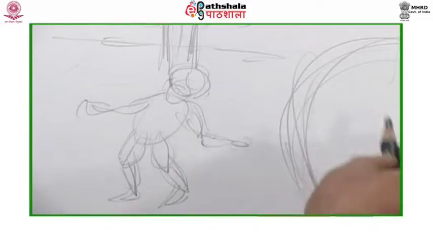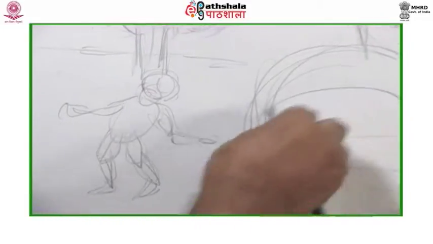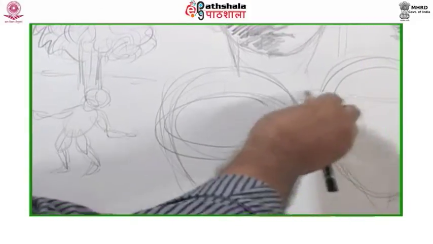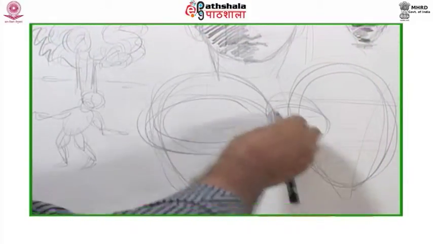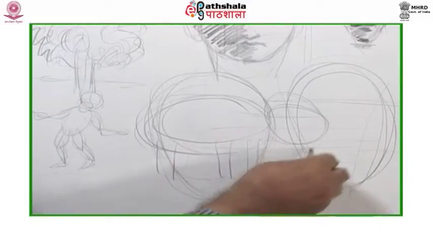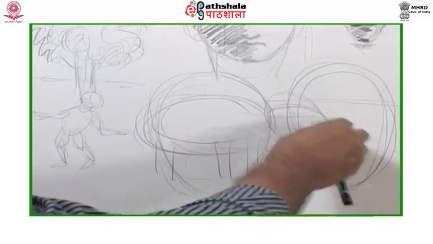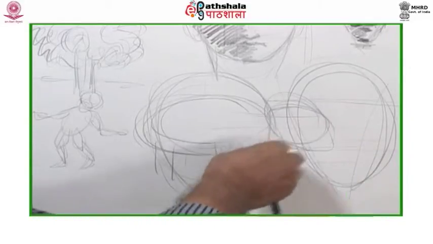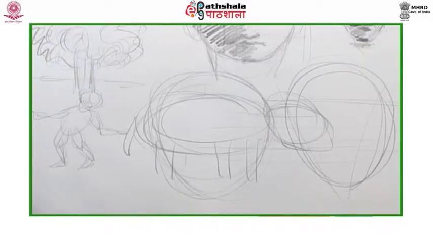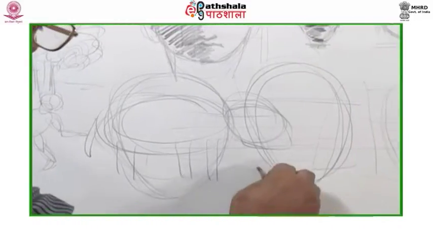For example, I will draw a cow and a horse to explain what I have been trying to say all this while. Any animal, any figure can be drawn similarly.